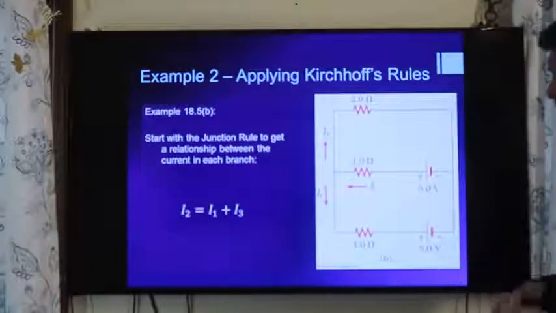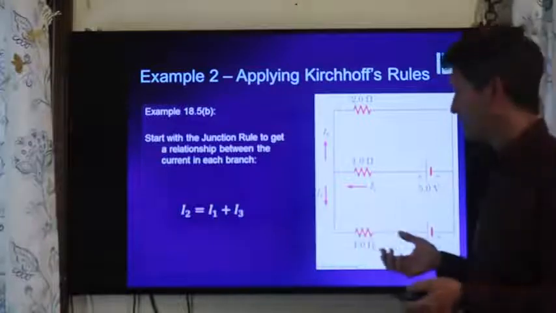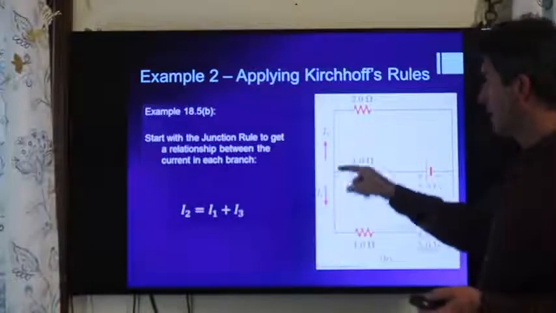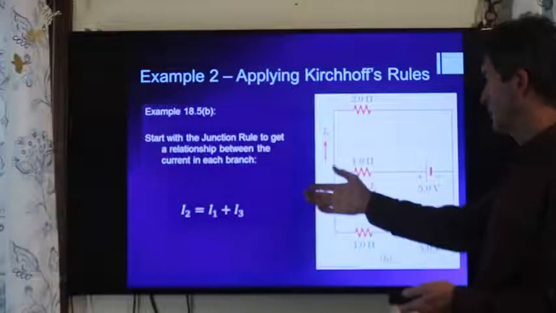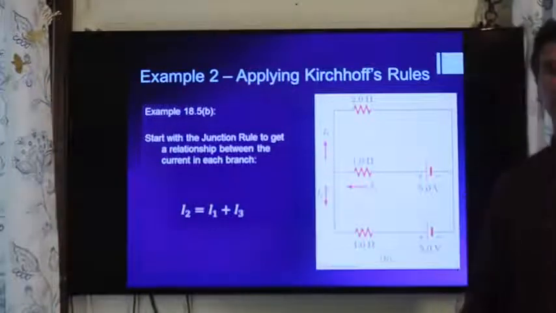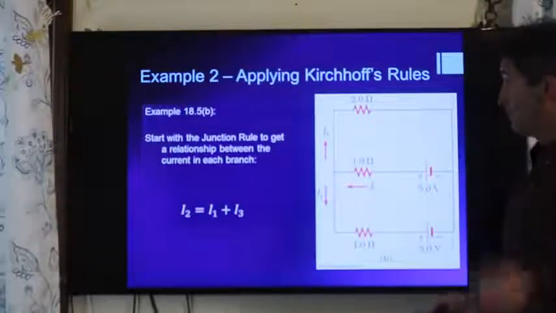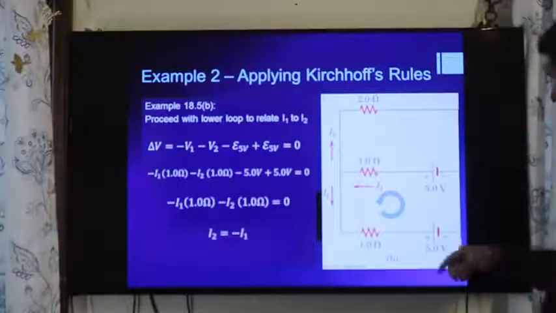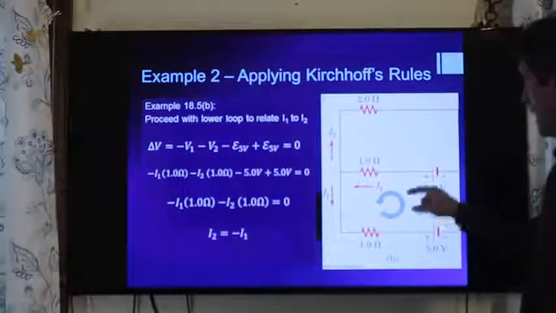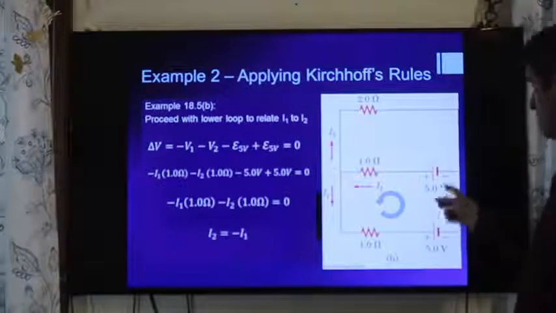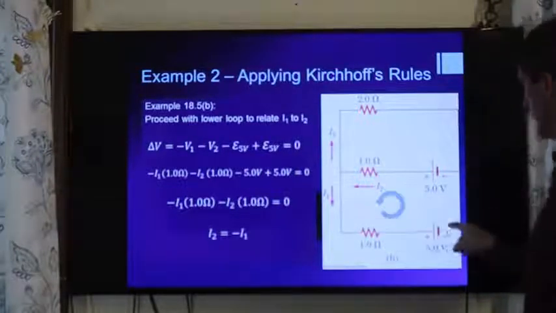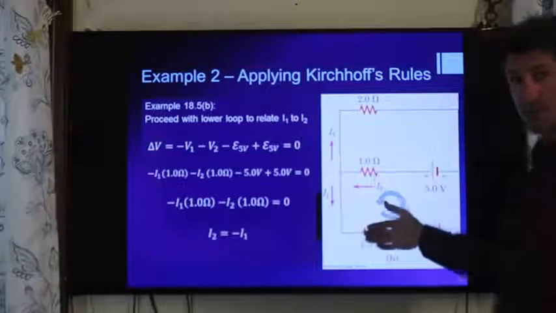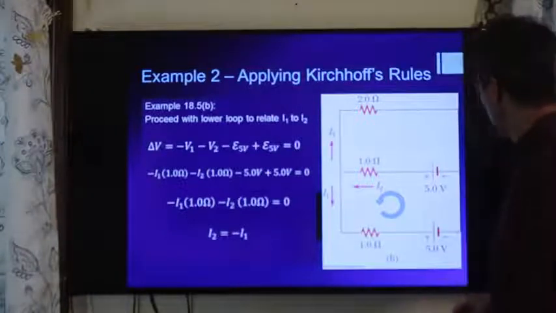Here's another one, going very quickly. We have I2 coming in, I1 and I3 going out. There's our junction. That's usually the way you start these things. Pick one loop on the bottom. There's quite a few things going on right here. We have I2 going this way. We're going with I2 and with I1. So our resistors are going to be negative.